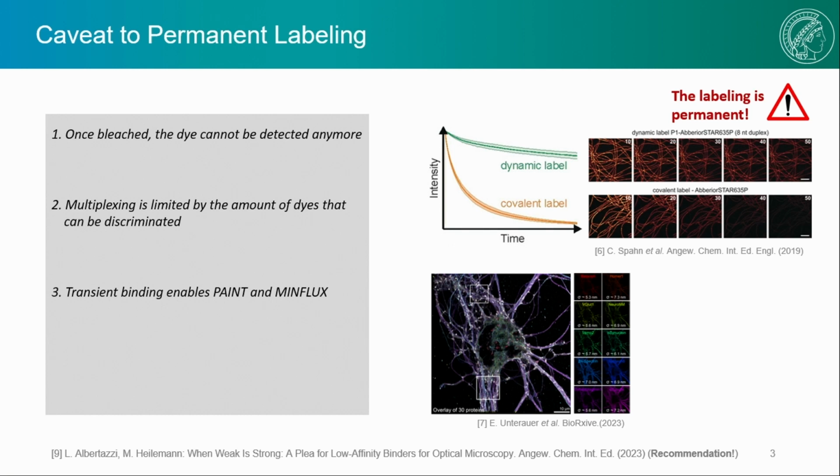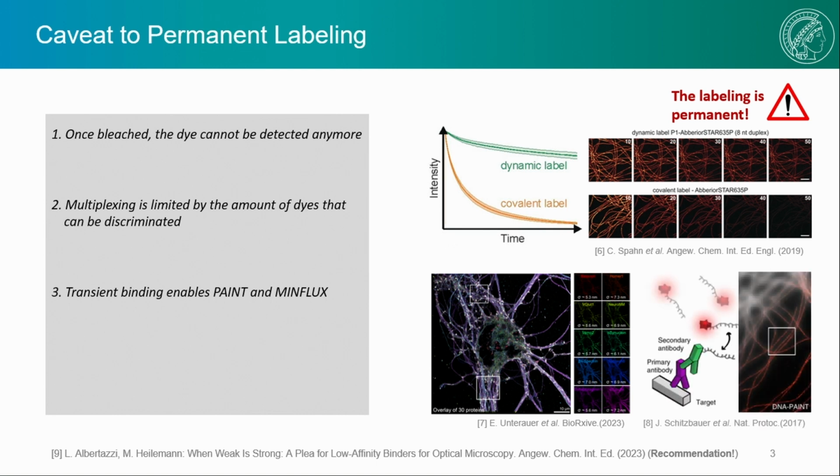And finally, the transient binding of exchangeable probes is a key concept of PAINT and MINFLUX. The on-off binding creates sparsity, which allows us to distinguish between close-by molecules. On the downside, only very few live cell compatible labeling strategies are also compatible with probe exchange.